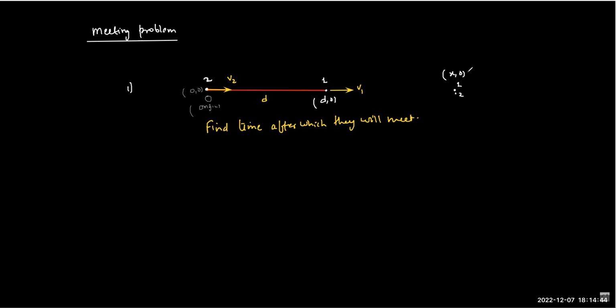Okay. So therefore, if they have the same coordinate, that is the condition given to you. In meeting problems, the final coordinate of the meeting particles must be the same. That's the logic which we apply. So the final coordinate of both the particles at the time of meeting must be the same. That's a simple logic.